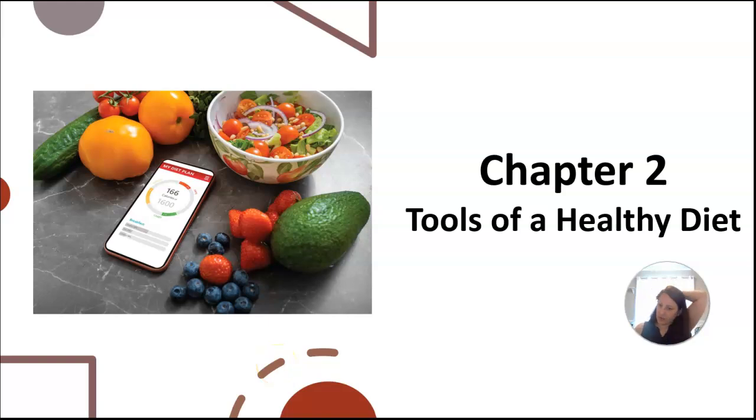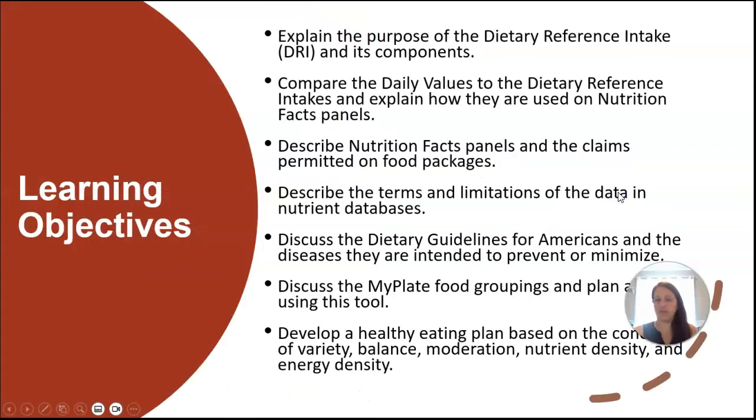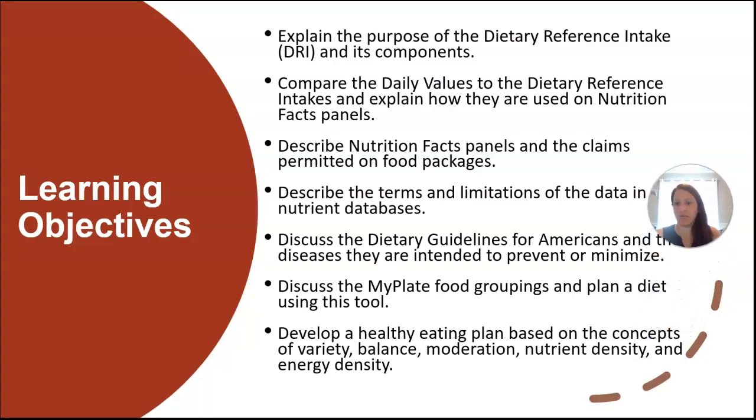So this is chapter 2, Tools of a Healthy Diet. Again, just like in chapter 1, we'll always start off with this list of student learning outcomes or objectives. And again, I invite you to read this list. I won't read it to you. Hopefully by the end of this chapter, you can come back to this list and remember everything that we've talked about and how it relates to these learning objectives. That's the goal.